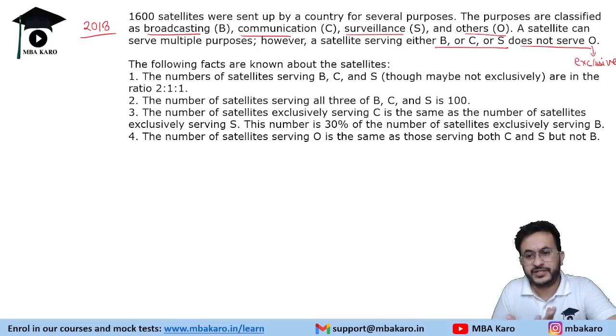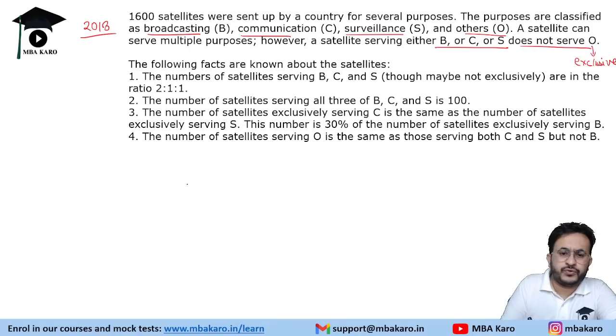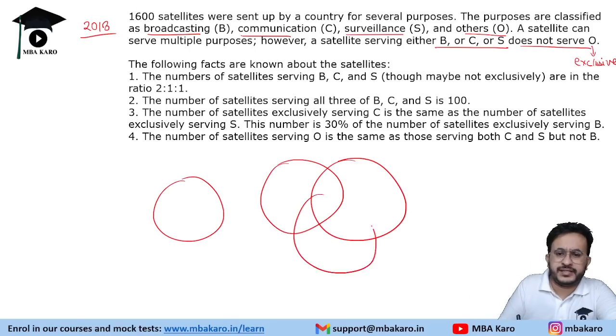Because if you make a four set Venn diagram, you will have to make 16 regions, right? That would make too much of it, right? Instead of that, make O separate. So make O separate and take the other three like this: B, C, S.